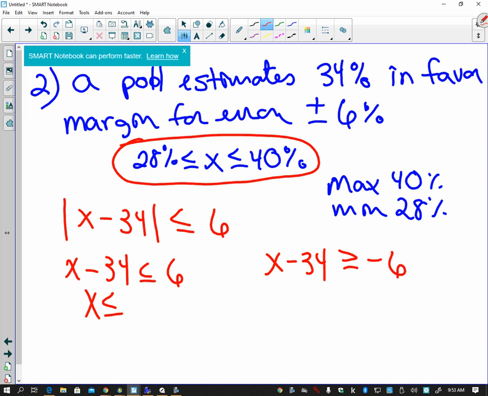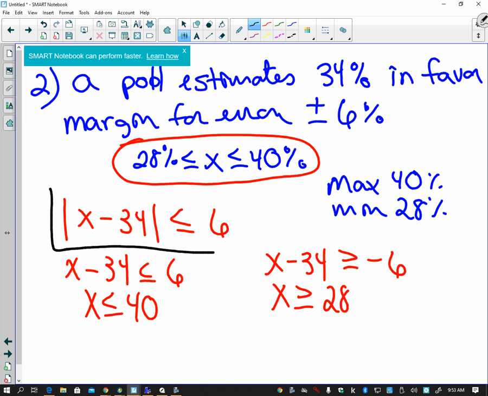Okay, so that gives me less than or equal to 40. So that worked. Okay, what happens over here? Add 34, greater than or equal to 28. So x is greater than or equal to 28. Did this work? Okay, so that tells me something. It tells me that I should get a minus here when working it out.